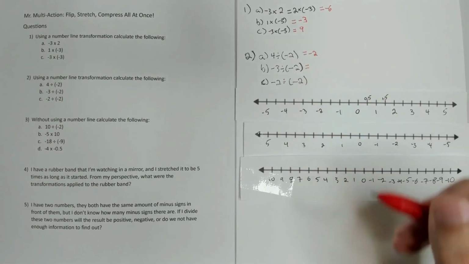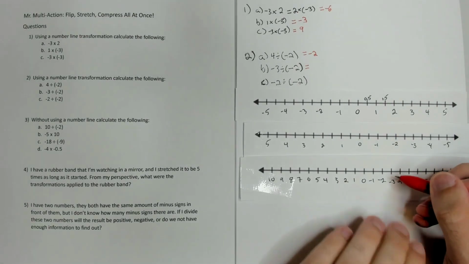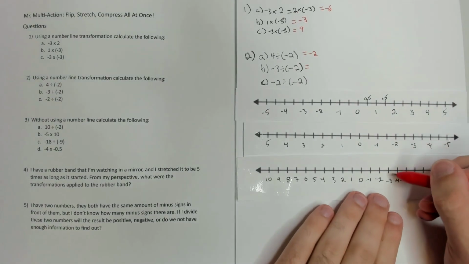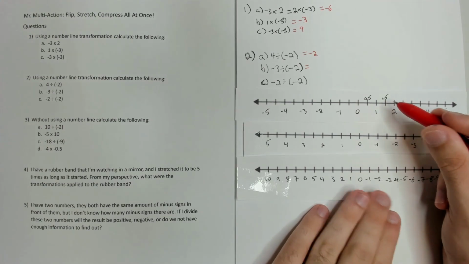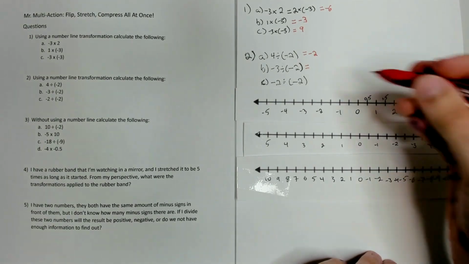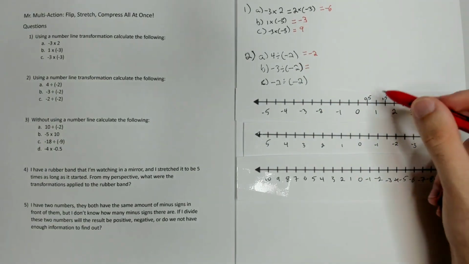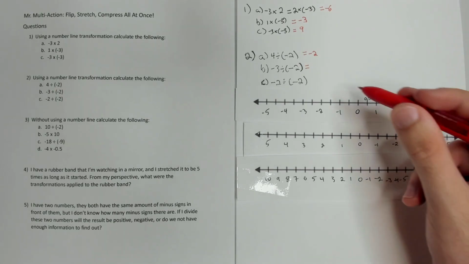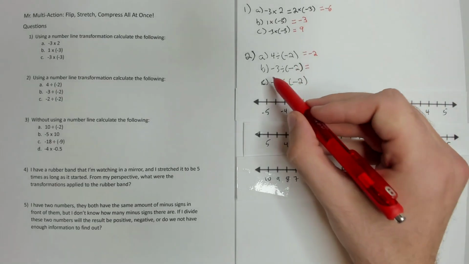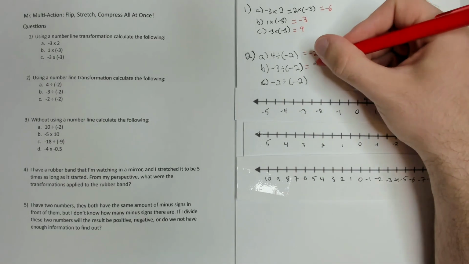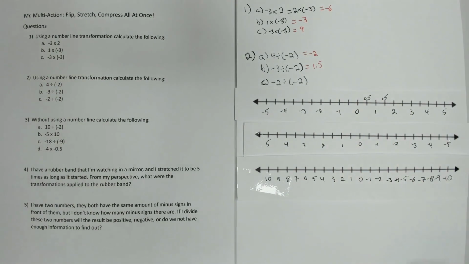Next up, negative 3 divided by negative 2. Negative 3 is right here. Where does that line up? That lines up with 1.5 by the looks of it. And since 3 divided by 2 is 1.5, yeah, that should be the numerical value. And because dividing by a negative involves a flipping, we go from a negative to a positive, so we get 1.5 as our answer.